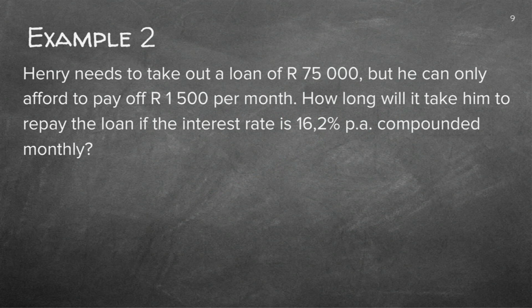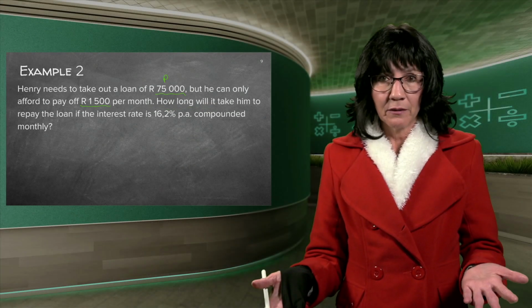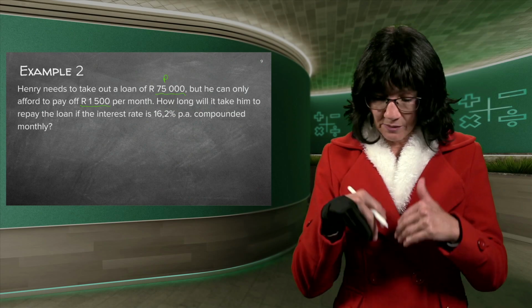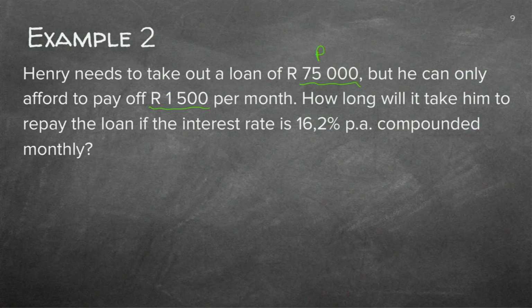Let's do another example. Henry needs to take out a loan of 75,000 Rand, but he can only afford to pay 1,500 Rand per month. Now, loan is present for myself now, P. Always loan is the P formula because it's the present now for myself. You can only afford to pay 1,500 Rand per month. A small amount every month. What is that represented by? The little x. It's not often that they give you the little x, but here they do.